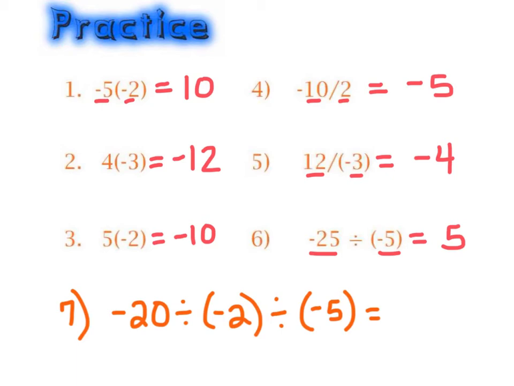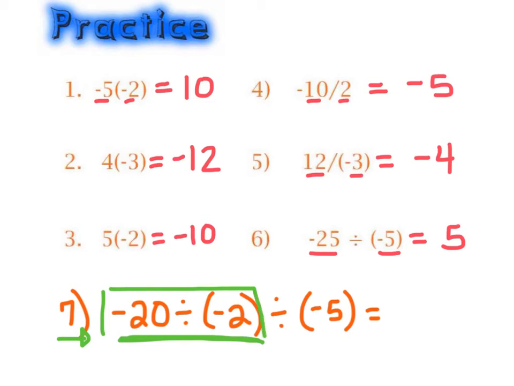All right, finally, number 7. On a problem like this, I just want to let you know that you need to go from left to right. So let's go straight across. If you have more than two numbers, you just do the first two first. Now, dividing, it does matter the order you go. You have to go left to right. So I'm going to do this part first.